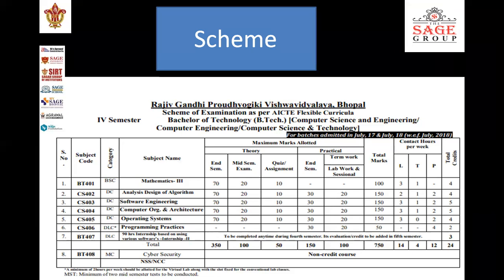So there will be marks distributed. Like, end semester having 70 marks. This will be a total marks, and mid semester exam is having 20 marks. Quiz assignments 10 marks, and end semester 30 marks. Homeworks 20. There will be a total marks 150.